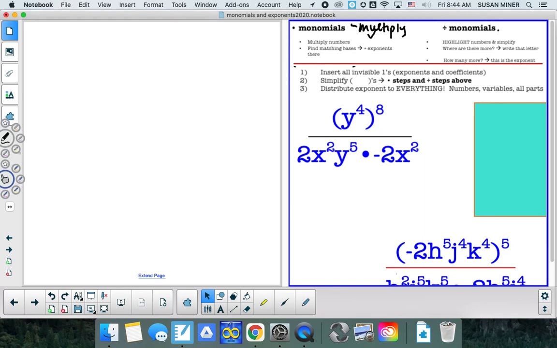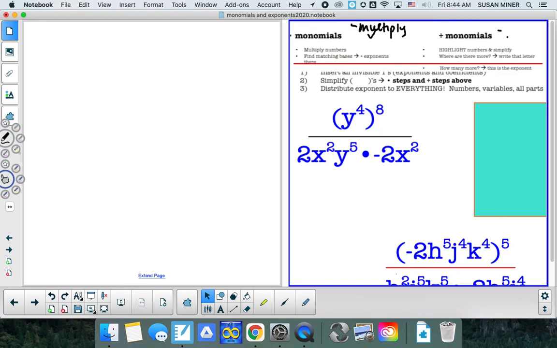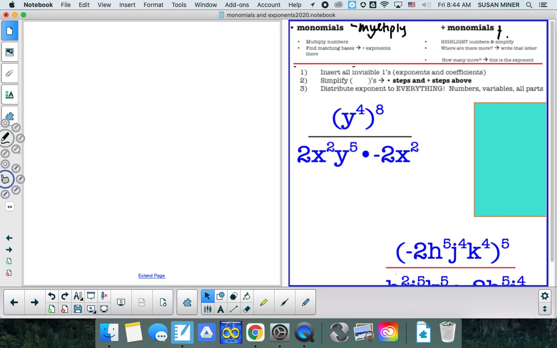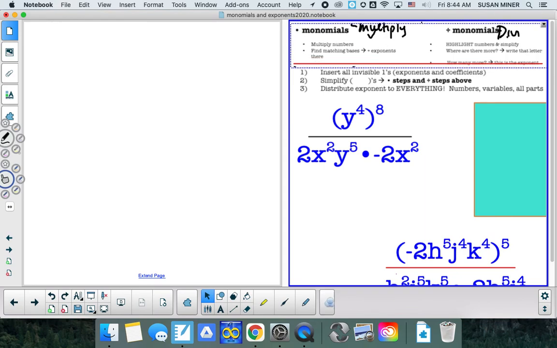Here's our divide steps. Oops, don't go anywhere. Oh, my pen's not loving me today. Okay, and then here's our power rule. So our parentheses rule, right?